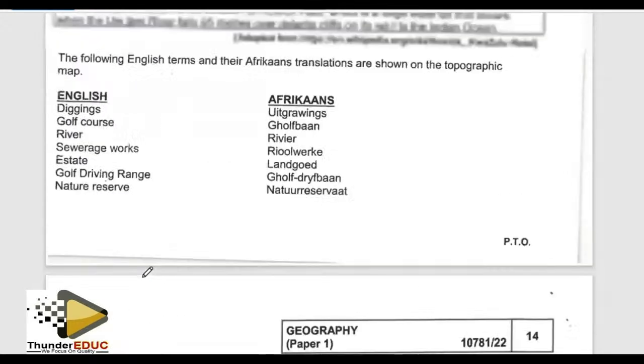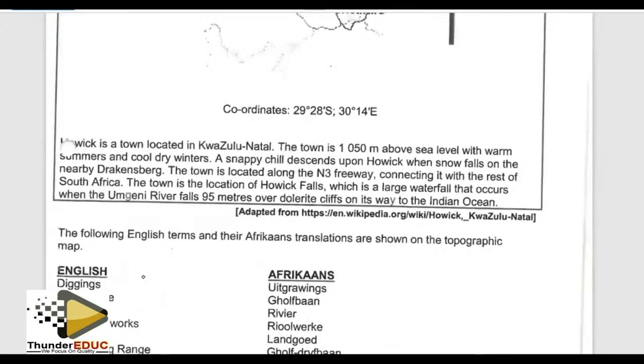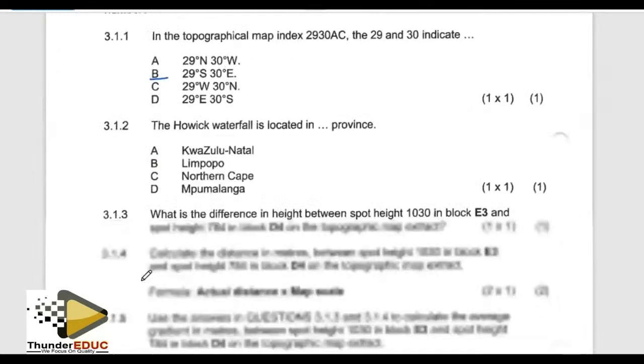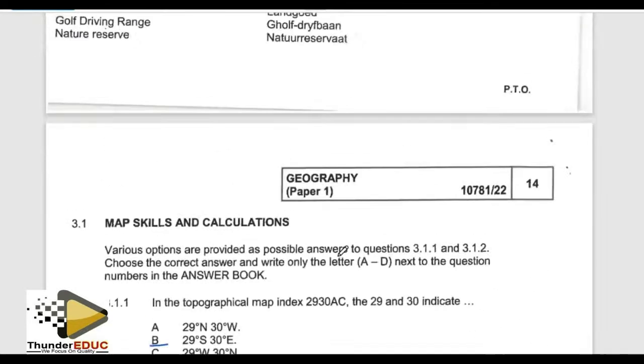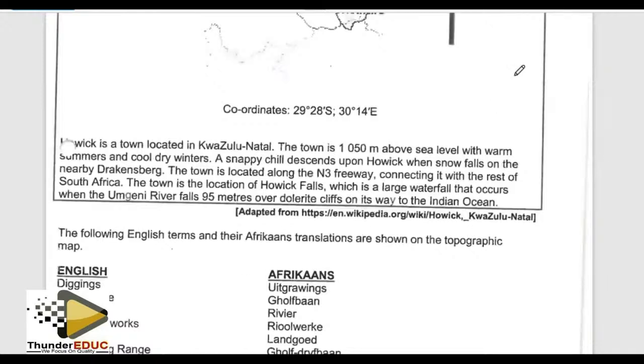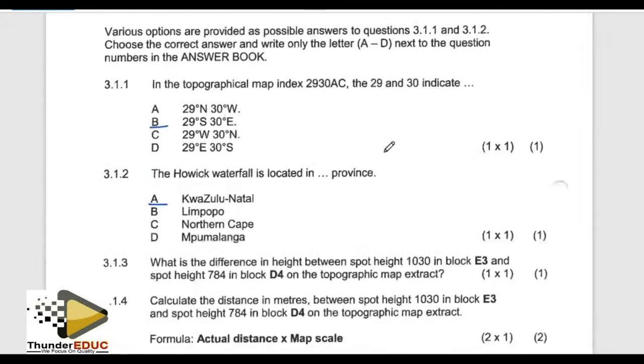Howick Waterfalls is located in which province? Remember, as we read, Howick is a town in KwaZulu-Natal, which is supposed to be A. So, always for such information, do not forget to read through those given infos or infographics, or sometimes learners miss out on such easy questions.